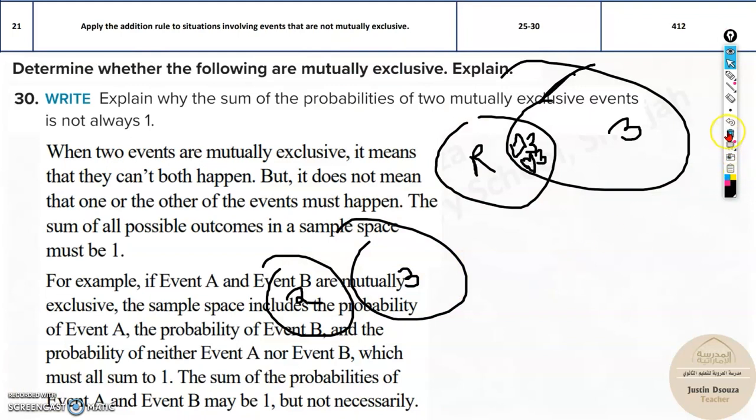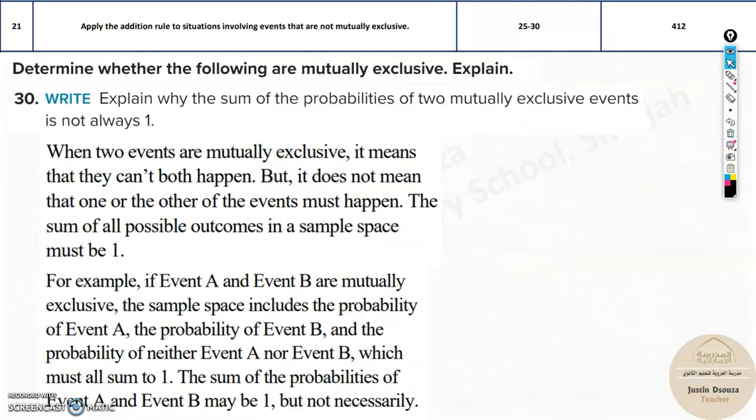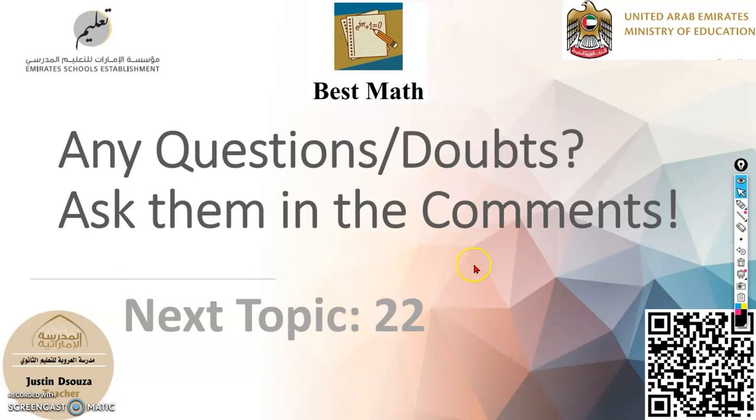Basically, a simple topic about probability again. Please make sure you go through the problems. Just be sure to read the question properly and then try to solve the problems. We move on to the next topic, the penultimate topic, the last but one, the 22nd one.